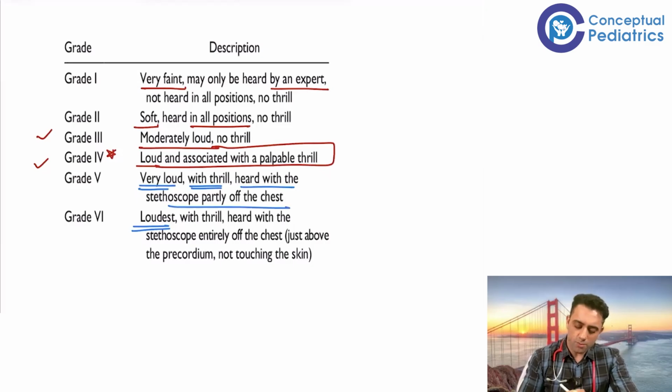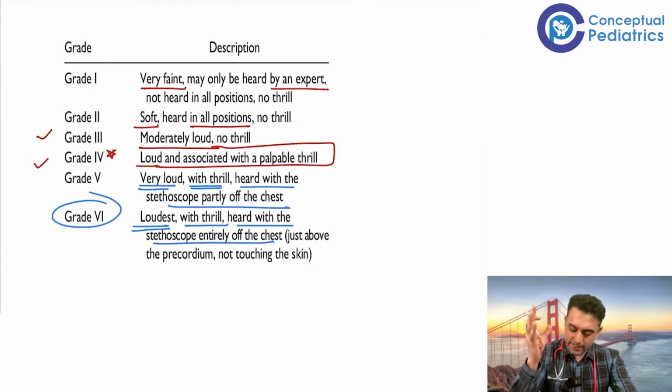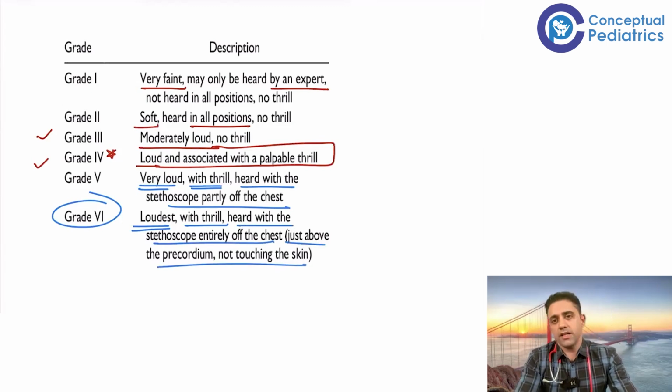Grade 5 is heard with the stethoscope partially off the chest. Even with the stethoscope a little bit off the chest, I'm still able to appreciate it. And grade 6 murmur, oh my god, that is with thrill obviously and heard with the stethoscope entirely off the chest, just above the precordium, not touching the skin. Even with the stethoscope all off, I'm able to appreciate it. So that is grade 6 murmur.